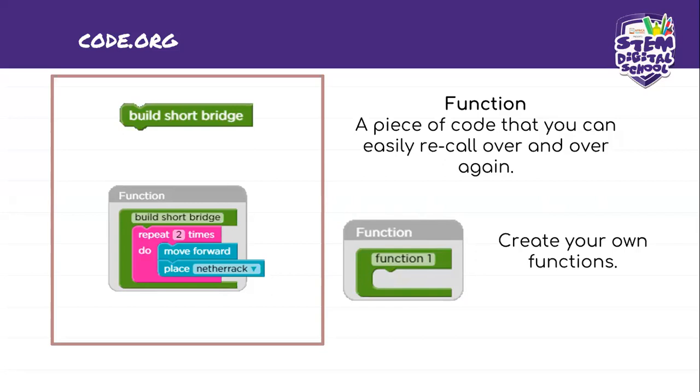Okay, so how do we create our own functions? Let's say, for example, something that we have done already is just draw a square. So we can actually write this function here, square.